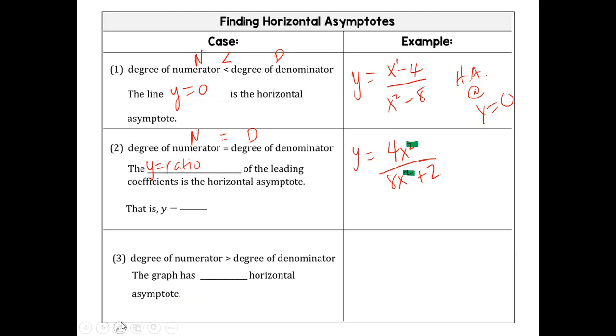So therefore, my horizontal asymptote, my HA, is going to be at y equals, and a ratio just means a fraction, right? A comparison of the numerator to the denominator, their leading coefficients. So 4 over 8, which reduces to 1/2. So I will have a horizontal asymptote at y equals 1/2.